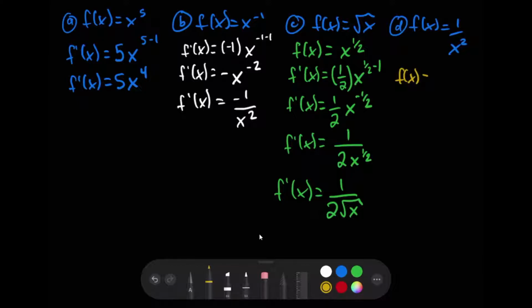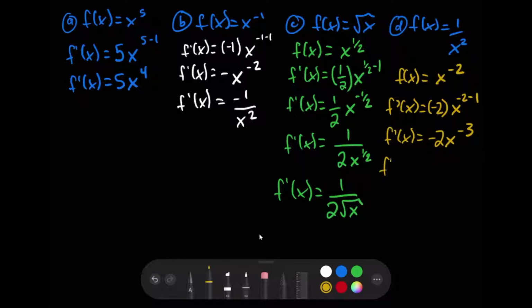f(x) equals x to the -2. Now let's apply our power rule. f'(x) equals, bring that exponent down out front. The variable remains there, and to the power of -2 minus 1. And so I'm going to have f'(x) is equal to -2x to the power of -3.